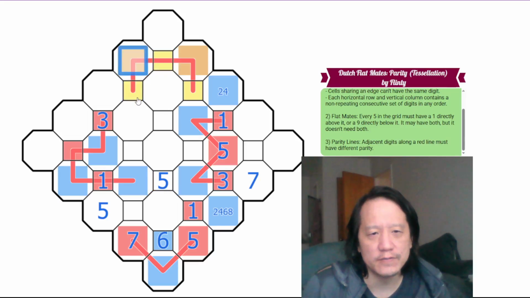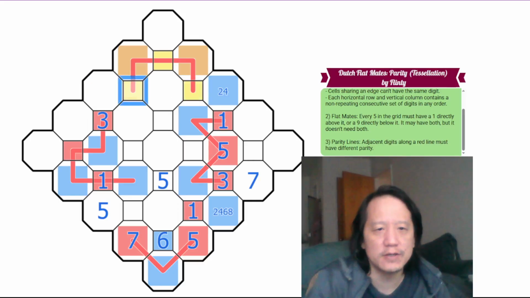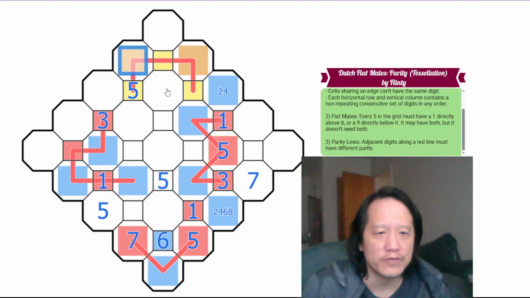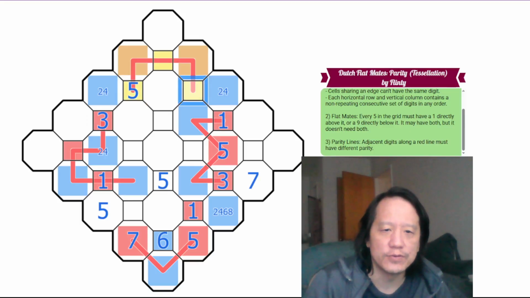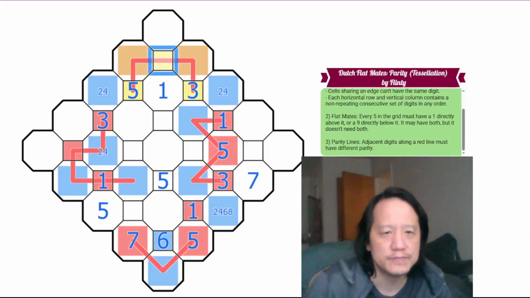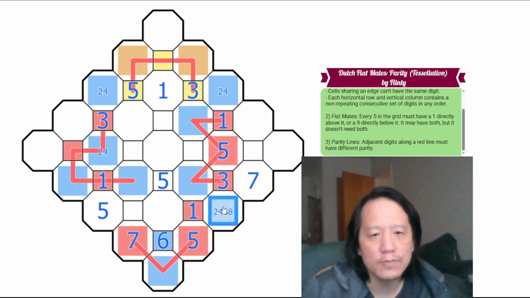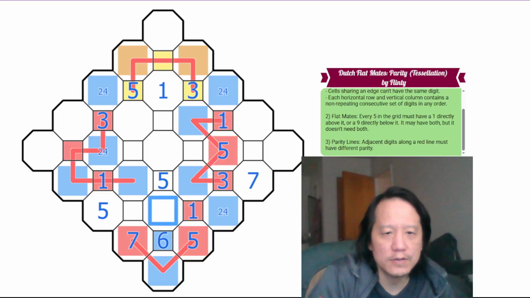We had to have a 5 somewhere here, and that meant it had to be here. This cannot have a 1 above it. It cannot have a 9 below it. Wait, why didn't this work? I don't know. This is even. So this would be 2, 4, 2, 4. This would have to be 1 and 3, so this would be 3. This would be 1. Okay. This would be 2 or 3 or 4.